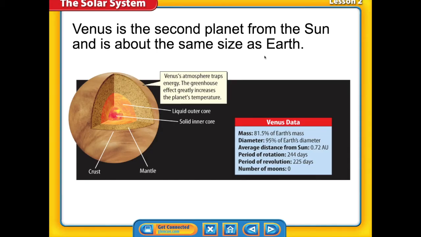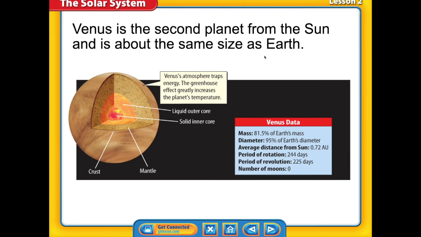Let's move on then to the next note on why Venus is hotter than Mercury. Explain that. You find the answer on page 117, and here comes the answer up on your screen. And the answer is this. Venus's atmosphere traps energy. Therefore, the greenhouse effect greatly increases the planet's temperature.